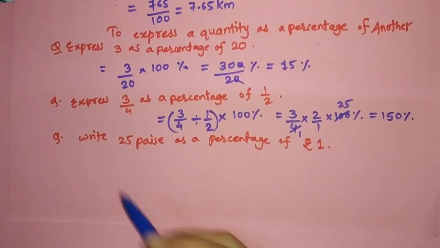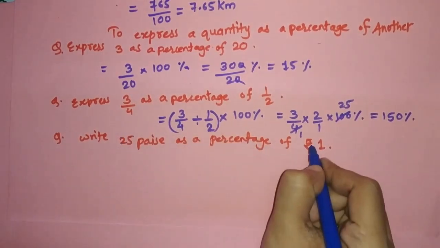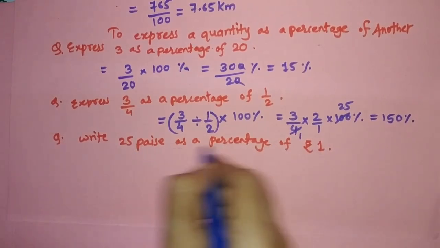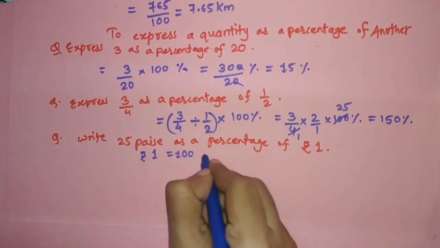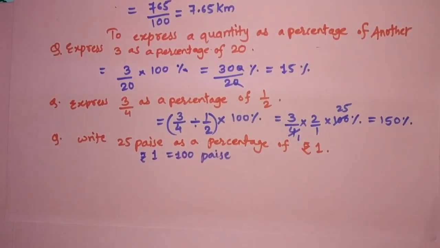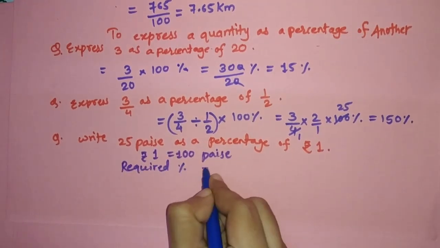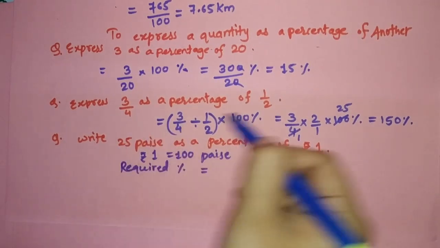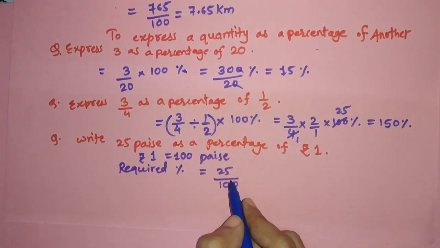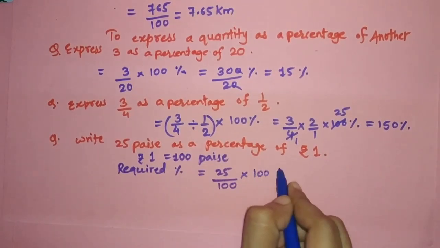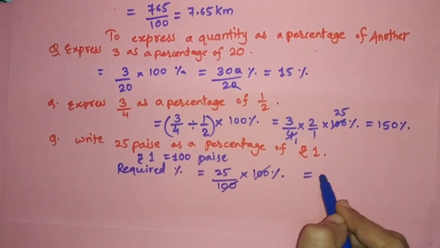So now the next question is, we need to write 25 paise as a percentage of rupees 1. So friends, first of all, this is paise and this is rupees. I'll convert rupees into paise: 1 rupee is equal to, we know, 100 paise. So now we need to get the required percentage. We need to convert this 25 as a percentage of rupees 1. So we'll write down 25 out of this 100 paise, and in order to convert into percentage, we'll multiply it by 100%. So we'll cut this and directly we'll get 25%.